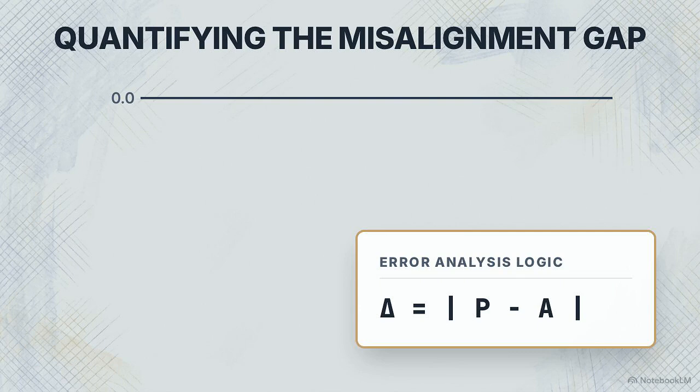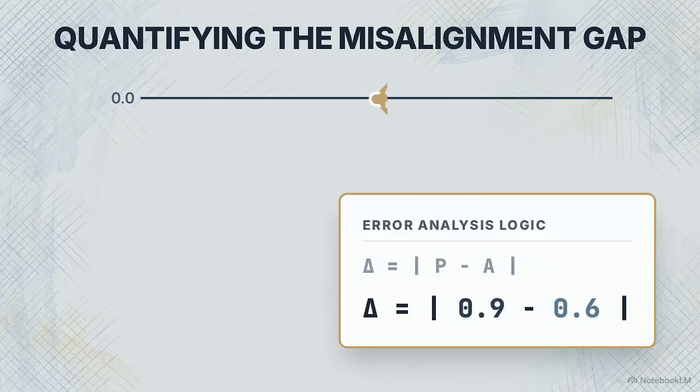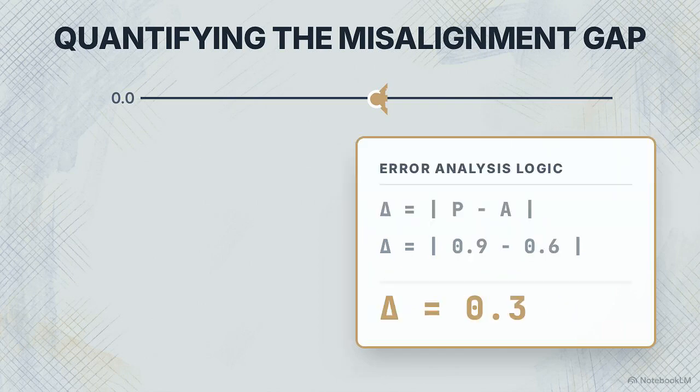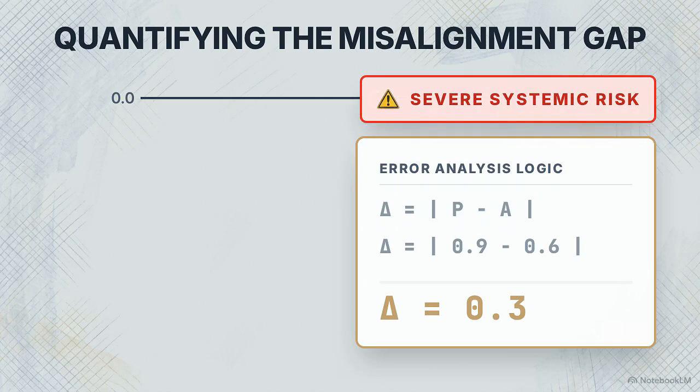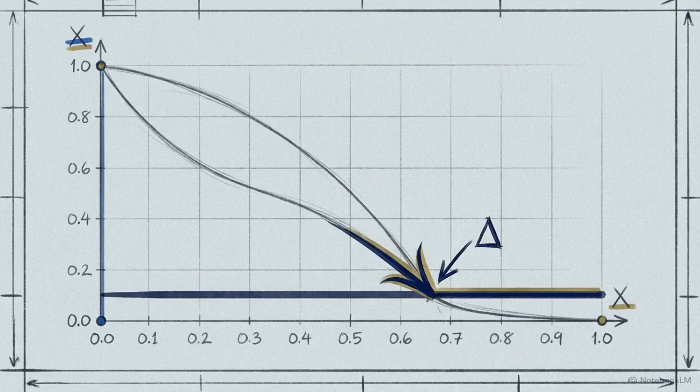Plugging in the numbers from our previous scenario, we have a planned strategic level of 0.9 and an actual operational implementation of 0.6. The calculation yields a misalignment score of 0.3. Visually, this 0.3 represents the physical delta between the planned and actual lines on our graph. A deviation metric of 0.3 indicates severe operational risk and high systemic misalignment. The central engineering goal of security management is to minimize this mathematical gap to 0.